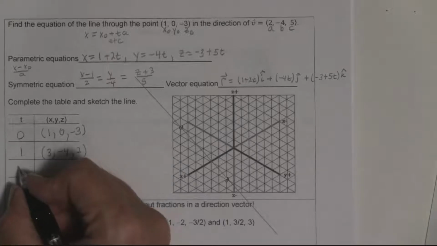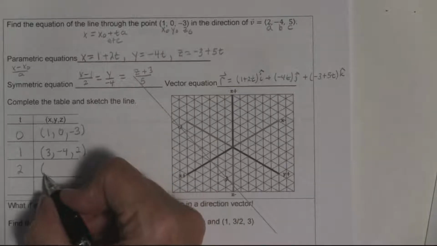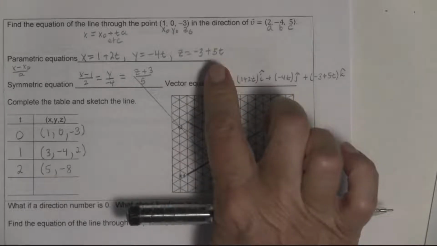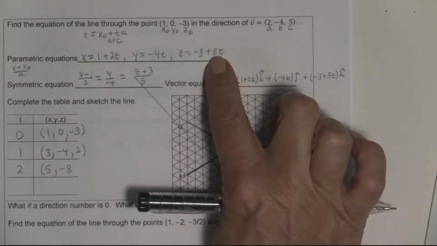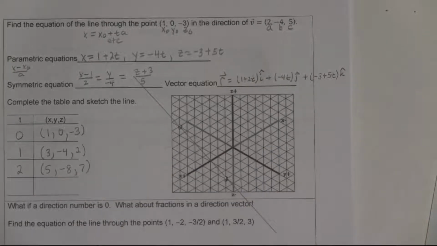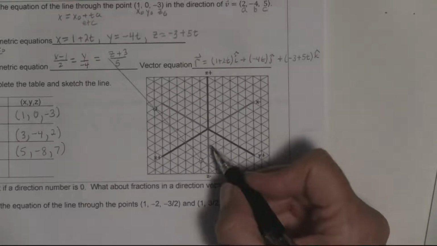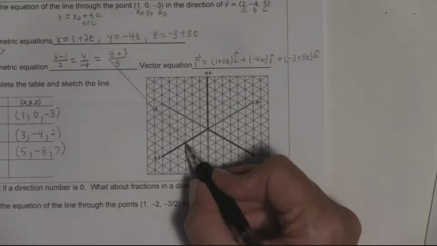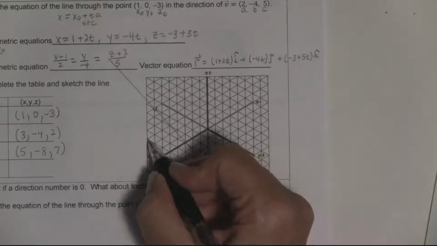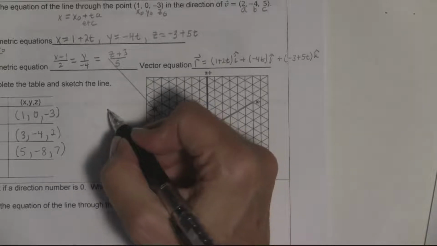Like if I get 2, and 2 times 2 is 4 plus 1 is 5. So this point would be 5. And -8. And putting in 2 here gives 10, minus 3 is 7. And so that's probably going to walk right off my graph, but I'm going to just do my best to plot it. So 1, 2, 3, 4, 5 over 8. 1, 2, 3, 4, 5, 6, 7, 8, right?